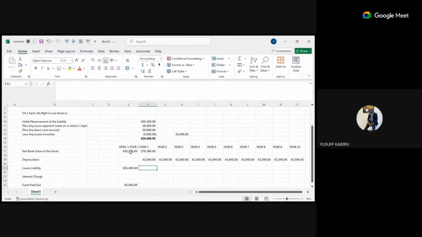That's okay. Out of the initial amount that we calculated as the value of the right to use assets, 420,400, we charge depreciation of 42,040. That resulted in we are deducting that depreciation from the initial figure that we have.